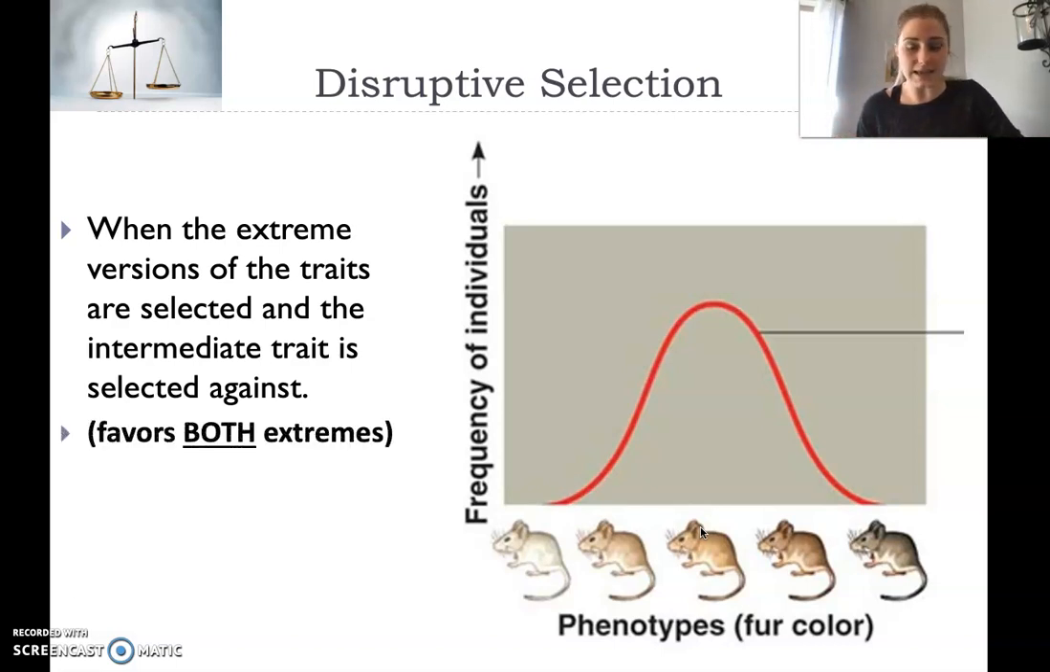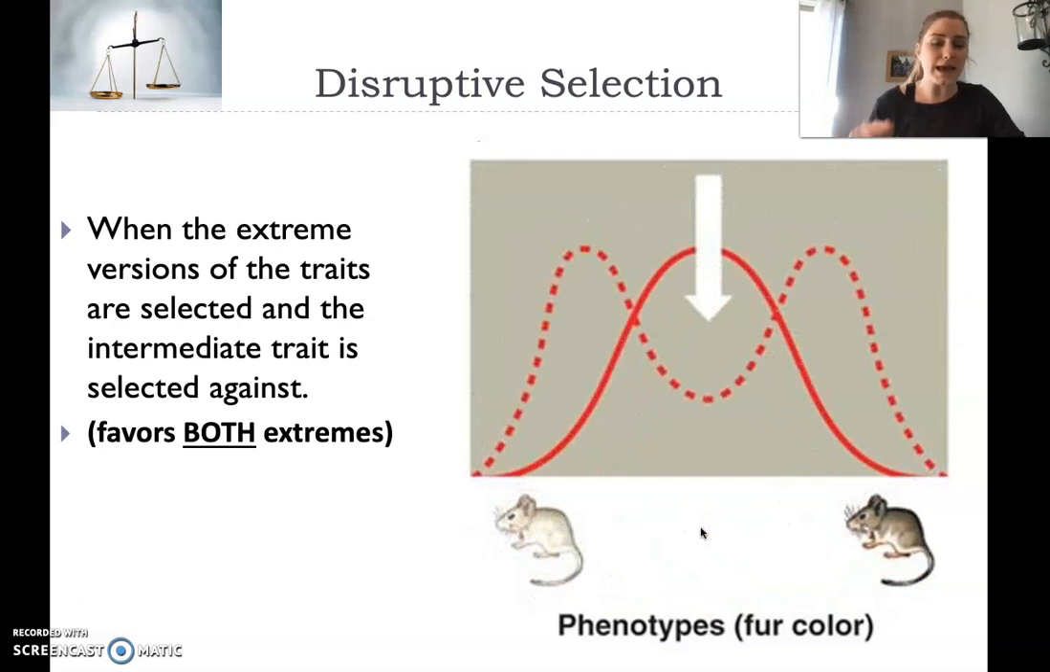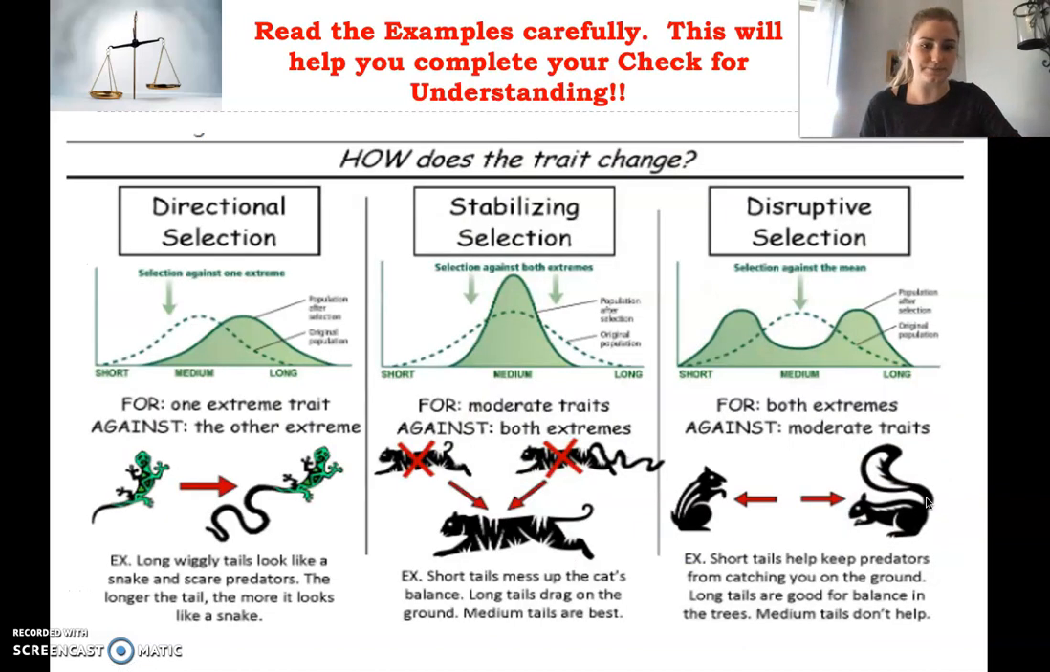So in this case, we're favoring both extremes, but the middle is going to be eliminated. So we end up with a weird camel's back graph. This original line here, the solid red one, and over time that tan mouse is eaten and we end up having a spike in the light mice and in the dark mice. So this is disruptive selection. We're seeing both extremes being beneficial here.